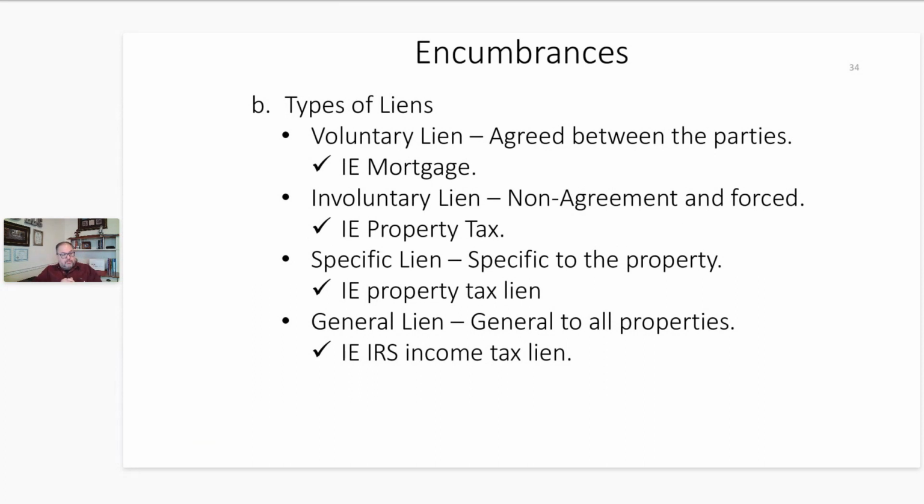In other words, you went to the bank and borrowed money, and the bank says, "Yep, I'll lend you 300, but I'm putting a lien on your property." You say, "Good, no problem." That's a voluntary lien. You're allowing it to happen. Involuntary means the law did it.